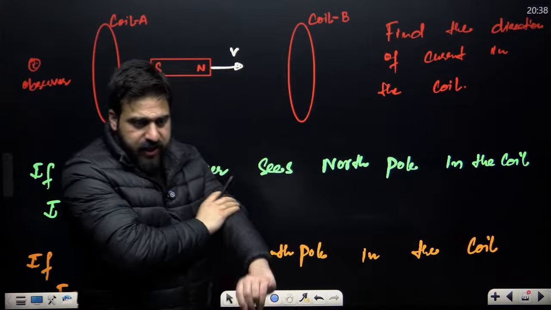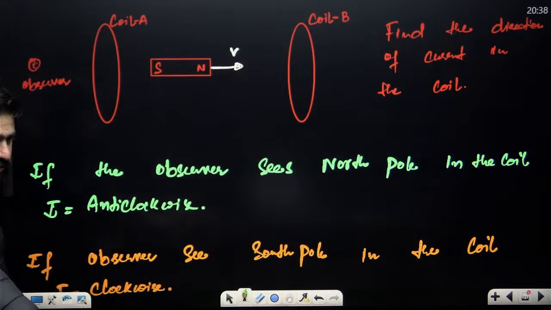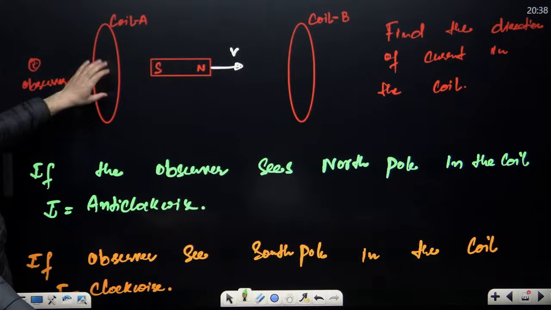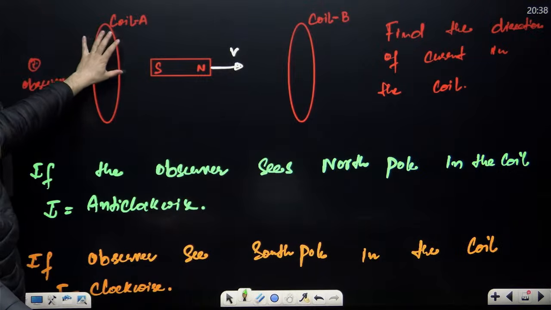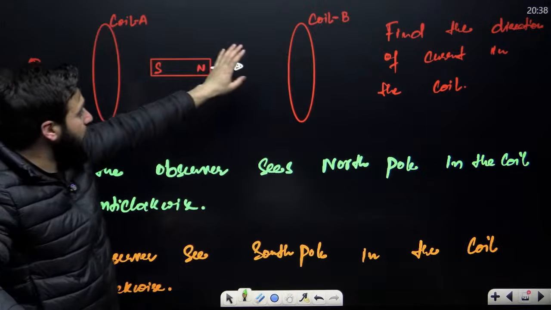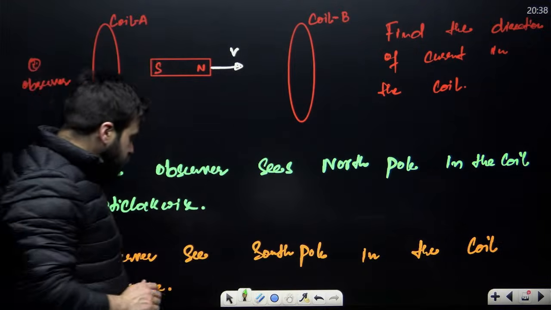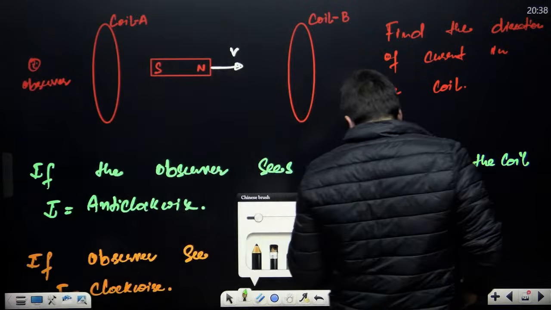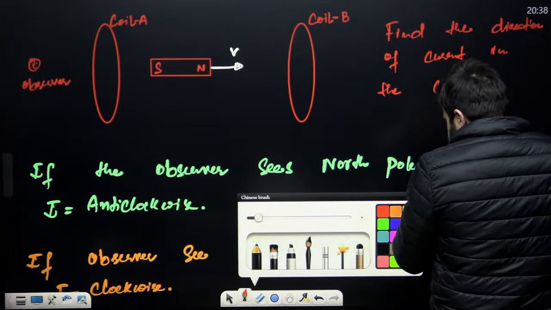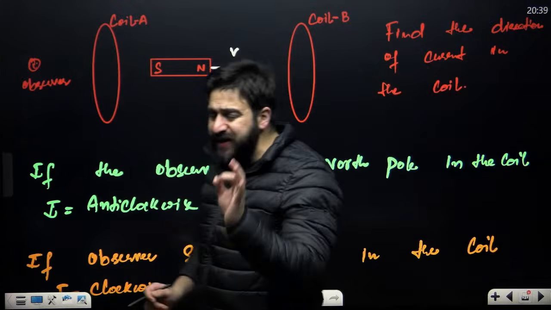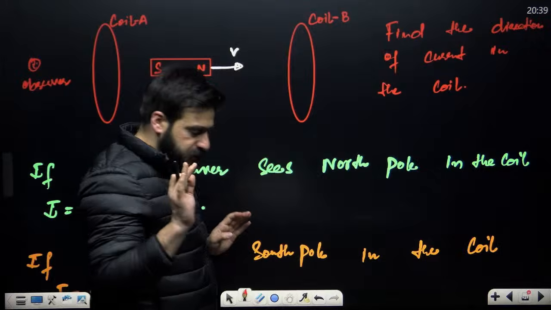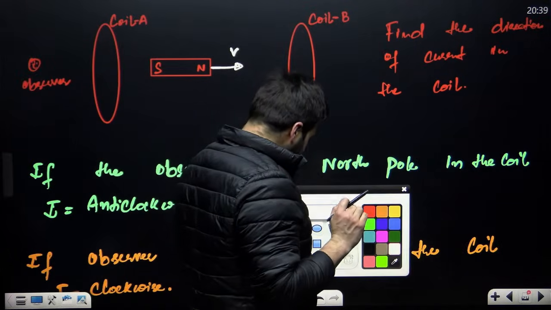One more question I just want to explain over here. You have got a loop, that is it. This is coil A, this is coil B, and this is the magnet. Listen to me very carefully. Whatever I say in this particular question, please do remember this directly. Don't ask me why and how, because now is not the time.